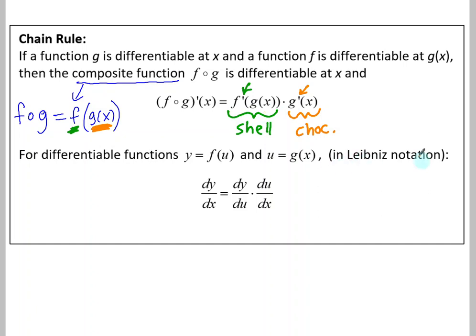Now, in Leibniz notation, if y equals f of u and u equals g of x, this is what we were looking at before. dy dx equals dy du times du dx. Again, we can think of it as y is the outside function, or the shell. So this part right here is eating the shell of our M&M candy. And then du dx is taking the derivative of the inside function. So that's like eating the chocolate part of our M&M candy, if you like to play with it like that.